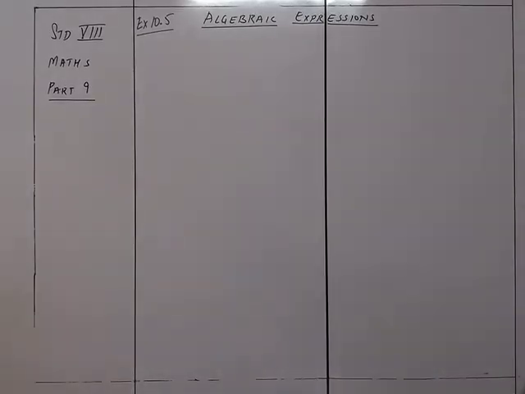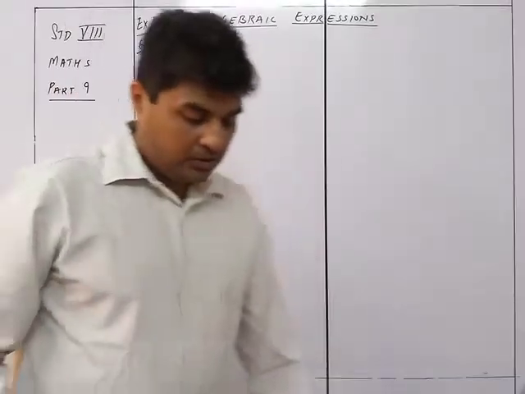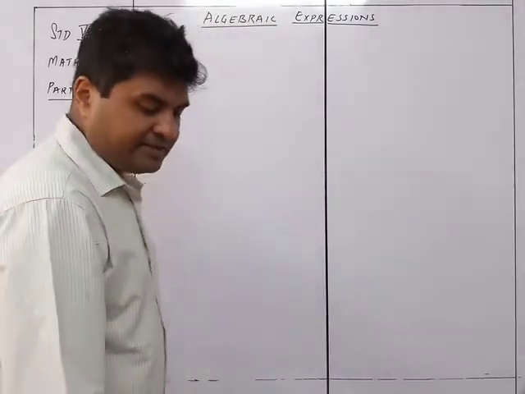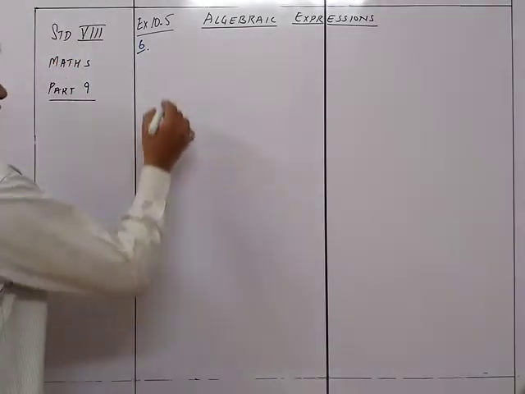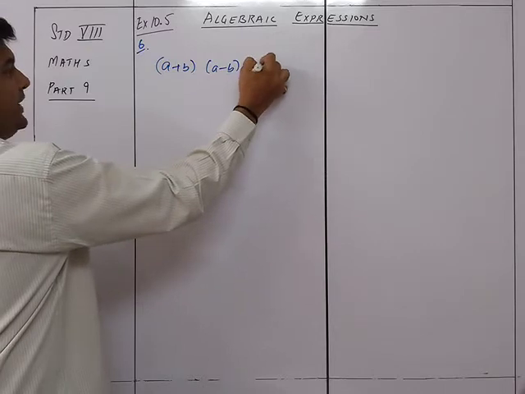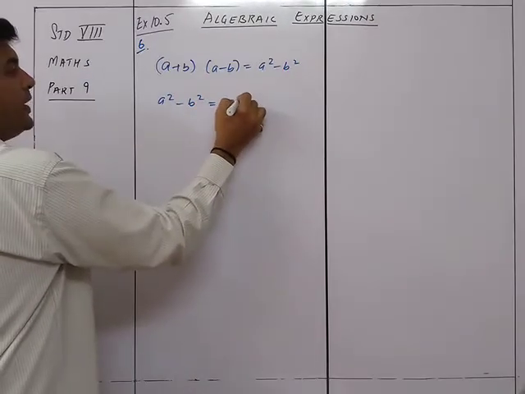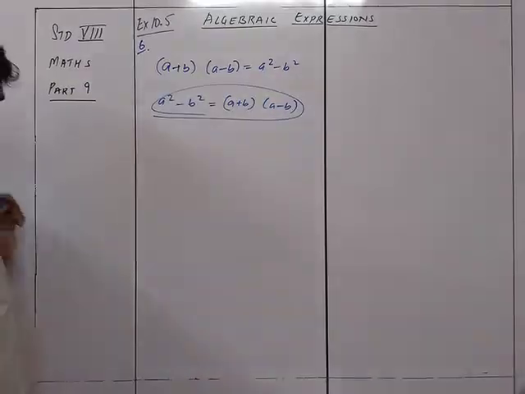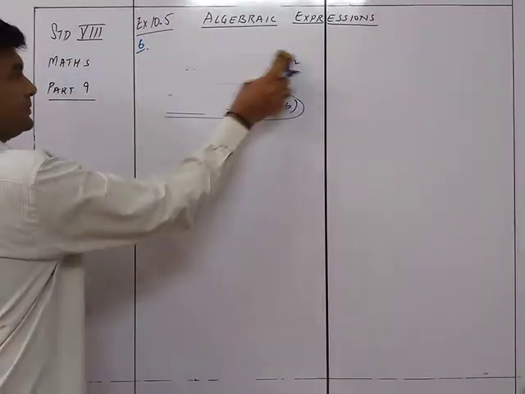So now we continue with sum number 6 of exercise 10.5. We are done with sum number 5 and now we go for sum number 6. In sum number 6 you have taken the same formula, but in the reverse manner. पहले क्या लिखा था हम लोग ने: a plus b into a minus b is equal to a square minus b square. So therefore a square minus b square is also equal to a plus b into a minus b. This is what we are going to use in question number 6. Same thing, only thing is that they have taken it in a reverse manner.